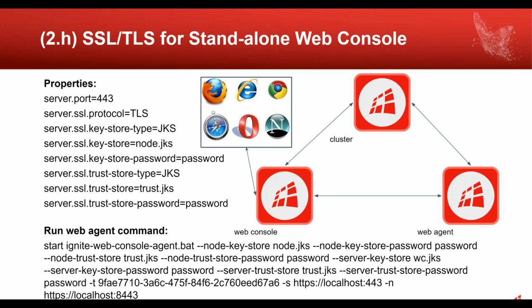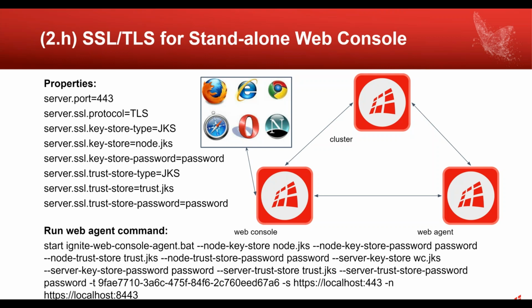On this slide, you can see an example of the property files that can be used by Web Console and an example of the web agent run command. The web agent can also be started using the default property files that I prepared for my demo. You can see that the web agent has two sets of keystore and truststore parameters. It's because the web agent has two SSL connections, one to the cluster and the second to the web console, like you see on the slide.